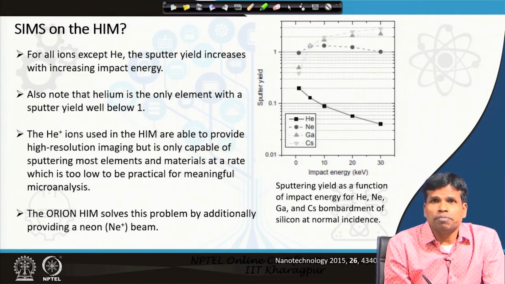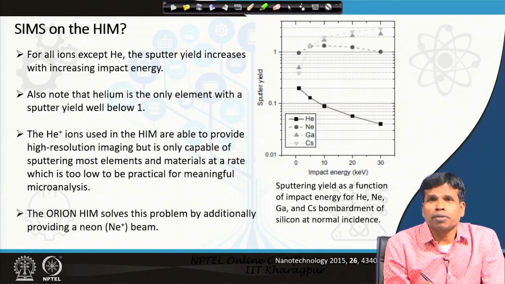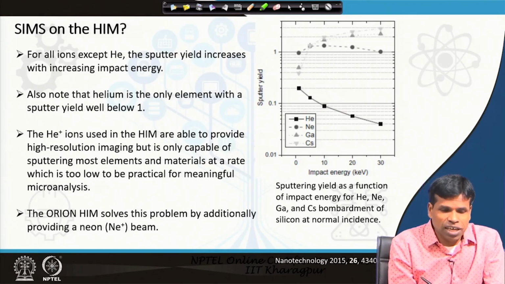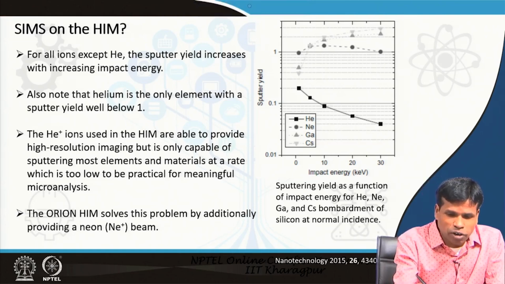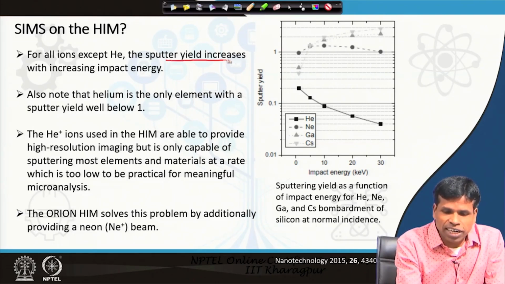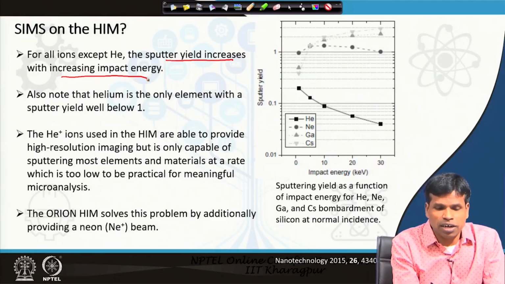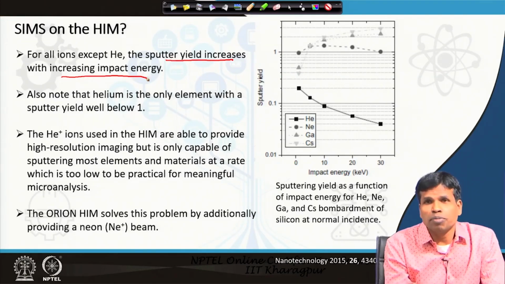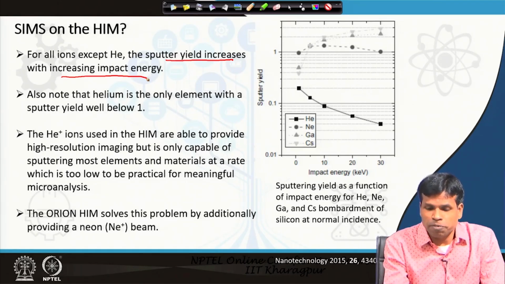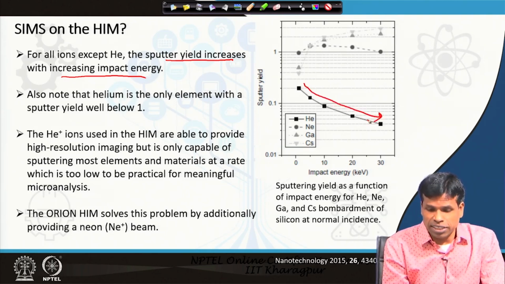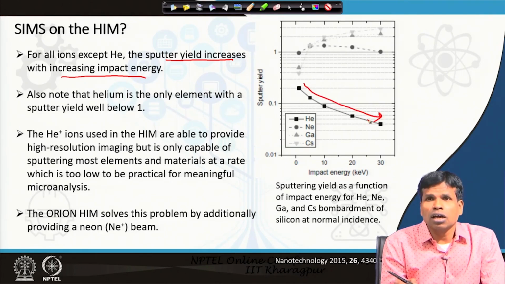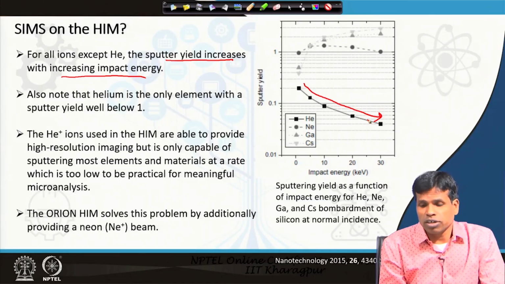Now, you see a problem with the helium ion microscope for using SIMS. For all ions except helium, the sputter yield increases with increasing impact energy. Certainly, increasing impact energy means the sputter yield will be more. Sputter yield means more secondary ions will be yielded, but for helium it is opposite. When we increase the impact energy, the yield is not more. Then what happens? Why is it not more?